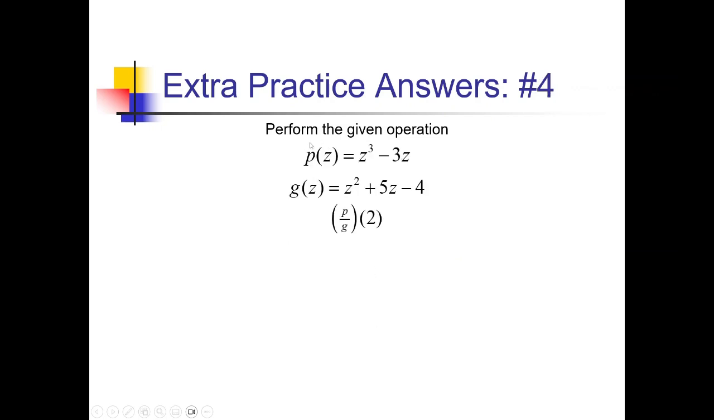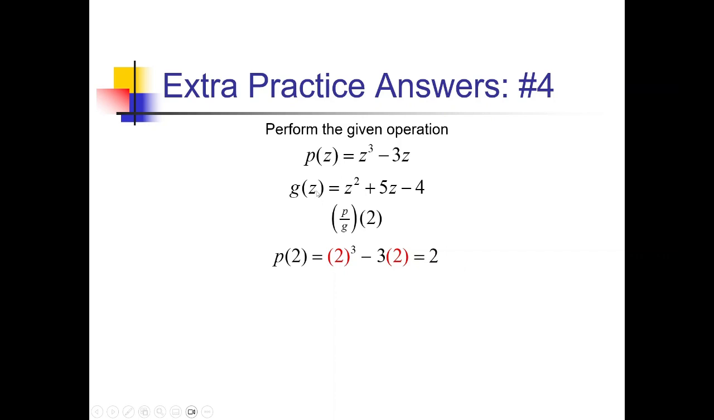For number 4, we have the p and the g of z functions, and we're doing p over g of 2. So my strategy here, I'm going to plug 2 into these functions individually, and then I'll divide whatever I get to get my final answer. So p of 2, that's going to be 2 cubed minus 3 times 2. 2 cubed is 8, 3 times 2 is 6, 8 minus 6 is 2.